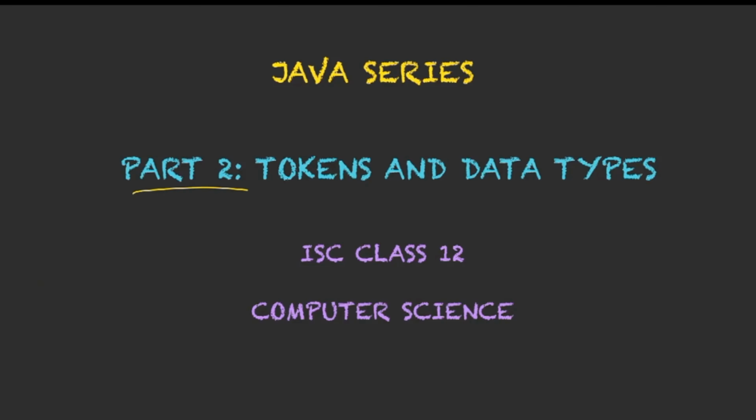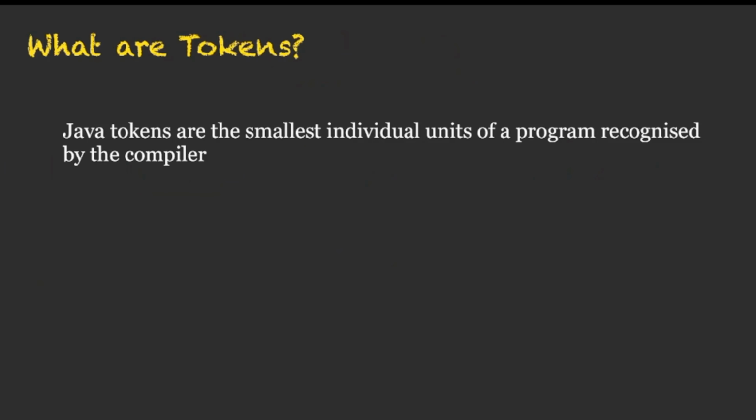In part 2 of our Java series, we're going to be diving into some more Java basics, specifically tokens and data types. Now, tokens are the smallest individual units of a program that are recognized by the compiler.